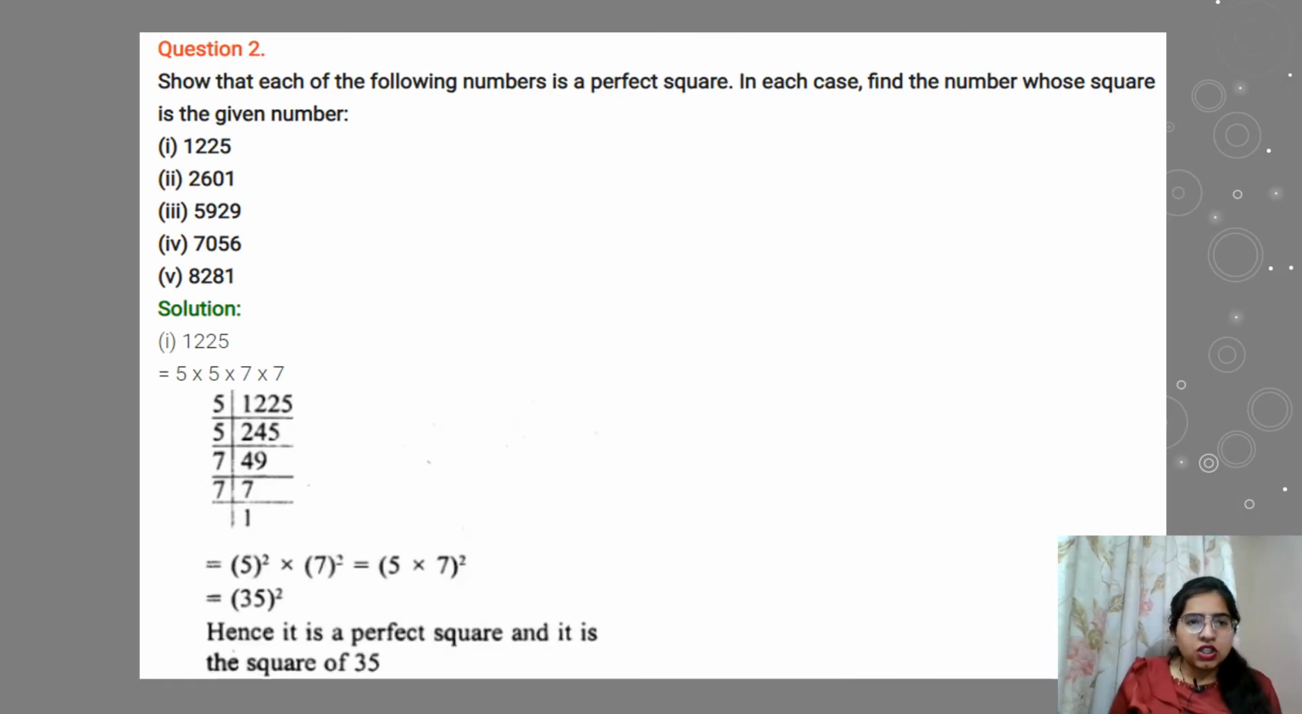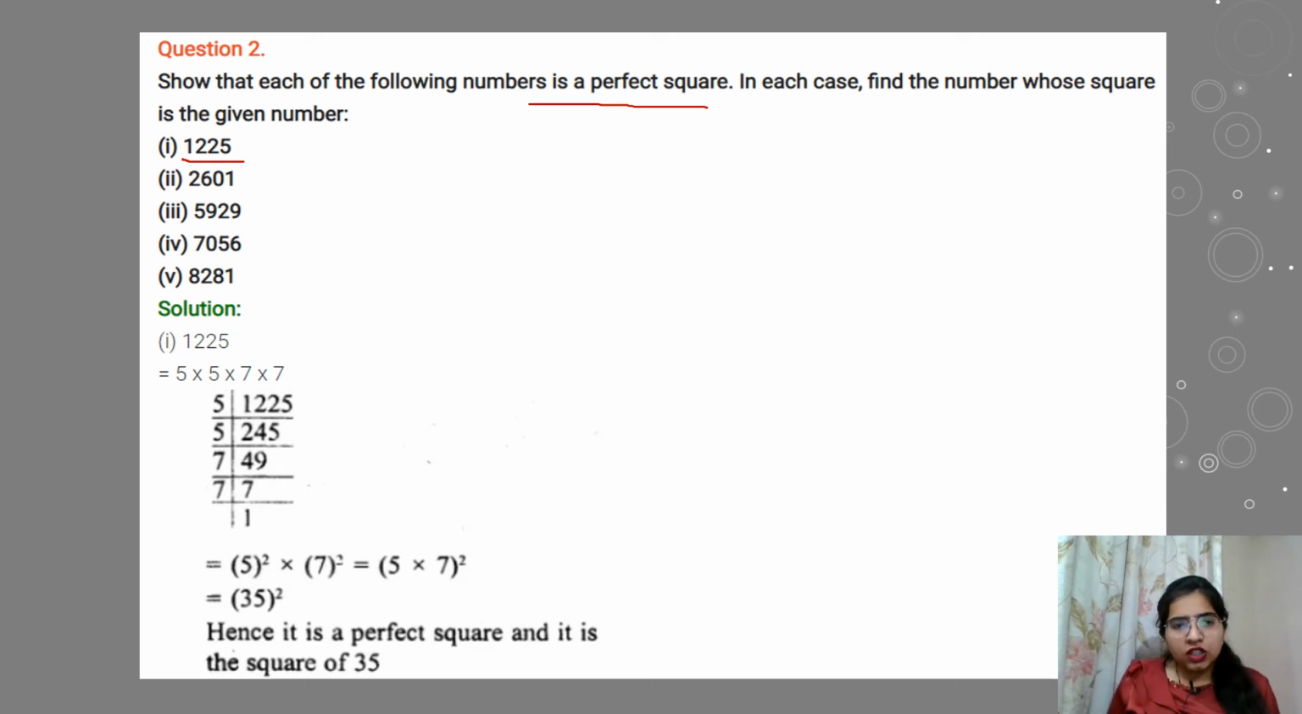Second question, show that each of the following numbers is a perfect square. What you have to show? Each of the following is a perfect square. Okay, so let's see these are perfect square or not, and find the number whose square is a given number. Okay, let's see. Again same procedure you have to follow.